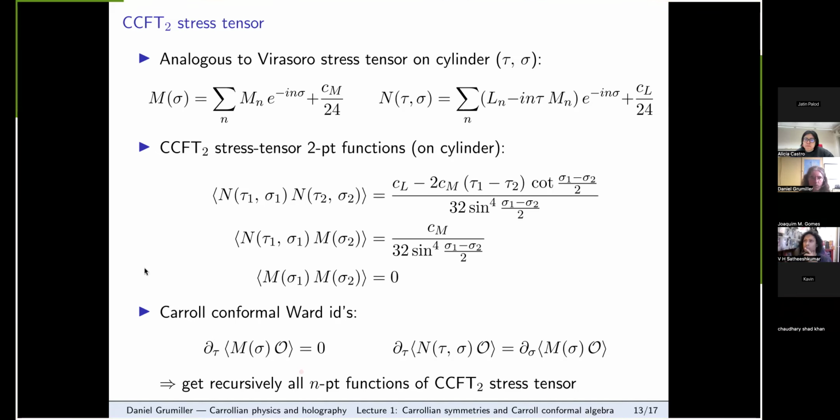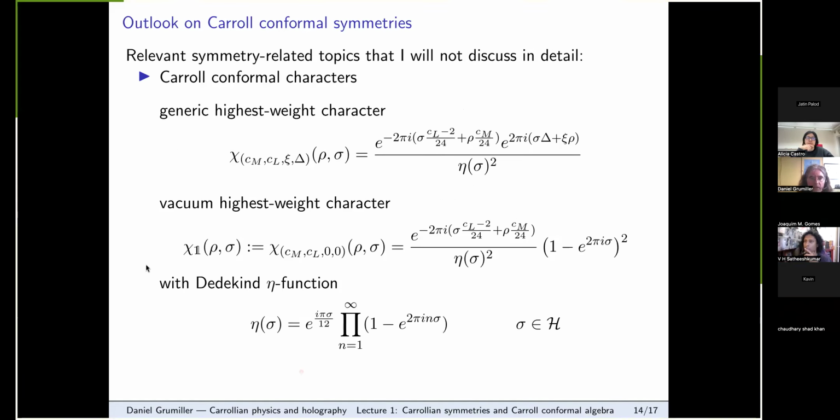Okay, so this is all I want to say about the stress tensor. Let me now give you an outlook on Carroll conformal symmetries. So I think I'm good in time. We have just 1 hour behind us, and this is actually the last slide. Here are some relevant symmetry-related topics that I will not discuss in detail, but I still want to mention them to give you a chance to either ask questions about them or to give you some hints to the literature. You can find more about these details.